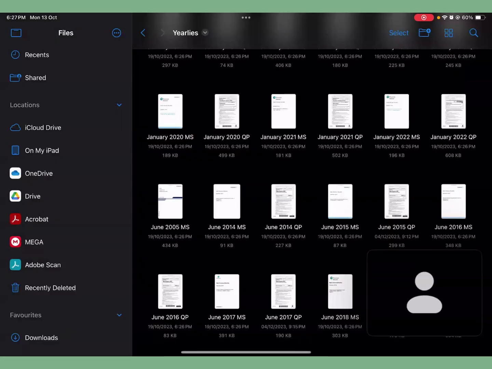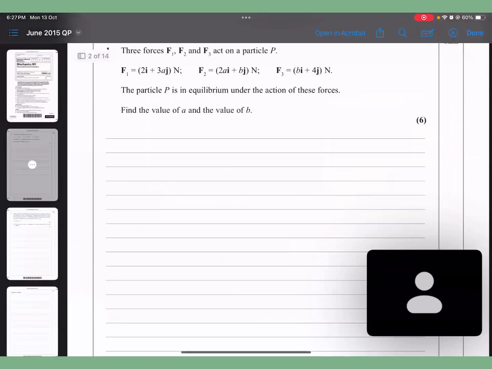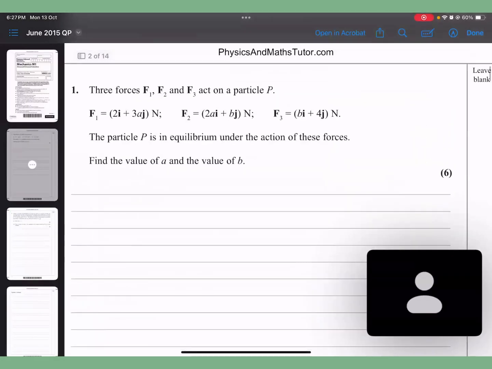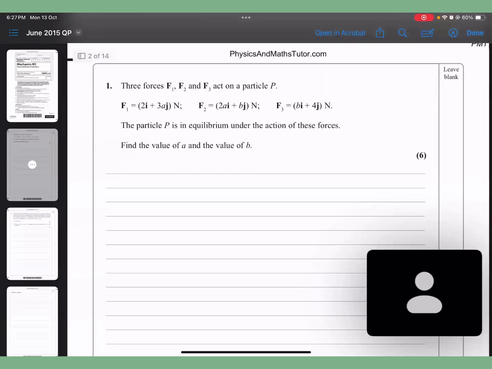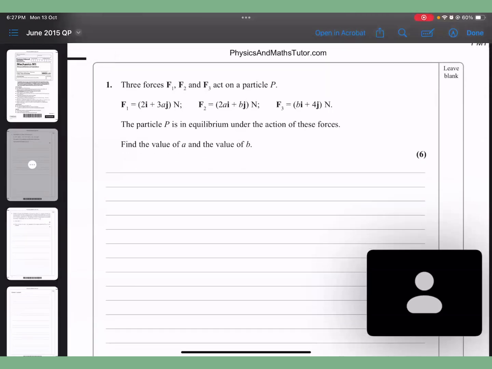And now you can try this one. That's the last one for today. This is January 2015, and question number 1. You can try this and let me know. I'm stopping the recording now.